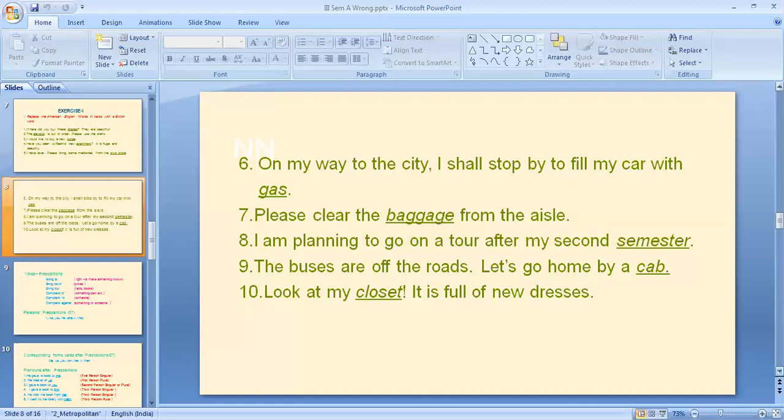The sentence number 9: The buses are off the roads. Let's go home by a cab. So now the buses are not running. They're off the roads, so we try to go home by a cab. Cab is a word commonly used by Americans, whereas British people use the word taxi in the place of the word cab. So taxi is a much more commonly used word by Britishers instead of cab.